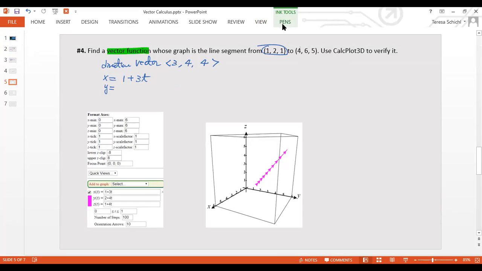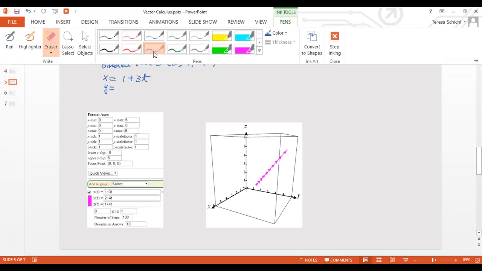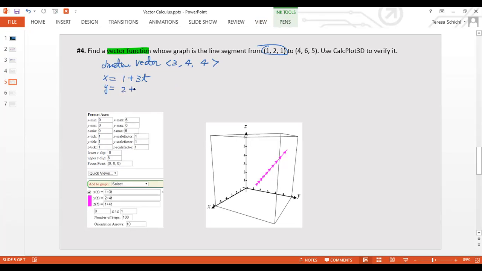Okay, so y is what? Y is 2 plus 4t, and z is equal to 1 plus 4t, right? That's your parametric function. Then, when you go to CalcPlot3D, you choose a space curve. See here, that's how you input, right? So that's why your input is 1 plus 3t, 2 plus 4t, and 1 plus 4t.